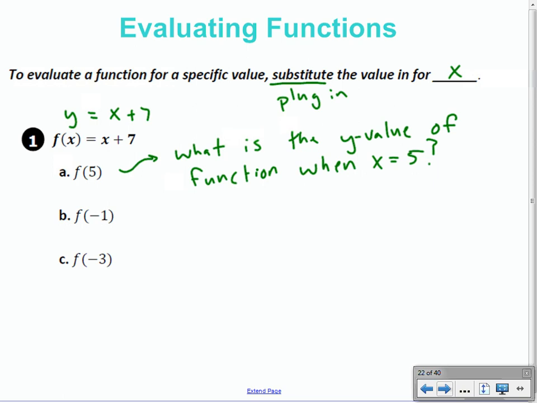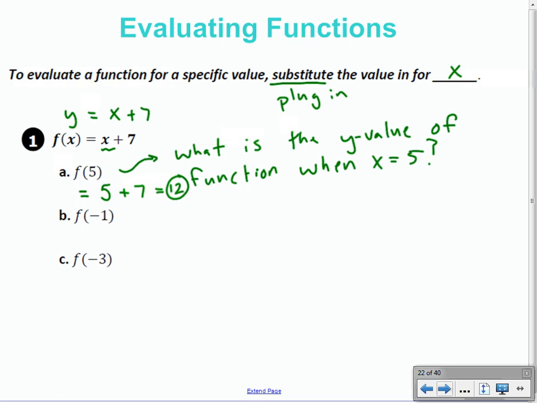Now, it's pretty easy to figure this out. If I want to know what y is when x is equal to 5, I just plug in 5 for the x that's in my function. So we have f of 5 equal to, up here it's x plus 7. We're substituting in 5 for x, so we have 5 plus 7, which gives us 12. So that means when we have an x value of 5 for this function, the corresponding y value is 12. And we get that value by just substituting in 5 for x in the function that was given to us.